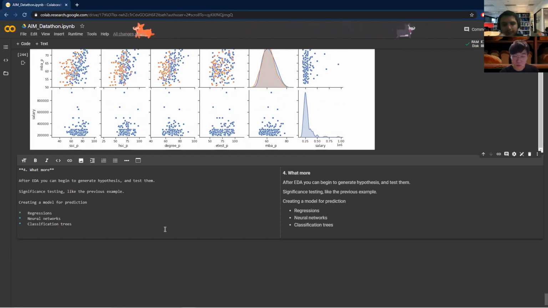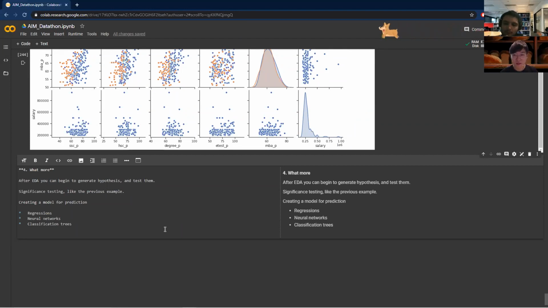You can do all these other things, like regressions. You can do a neural network to see if it's possible to predict. Or you can do classification trees to try and predict as well. We can do ANOVA, which is another technique to look at spreads of data. There are all these other statistical techniques that you can use to further explore your hypothesis.